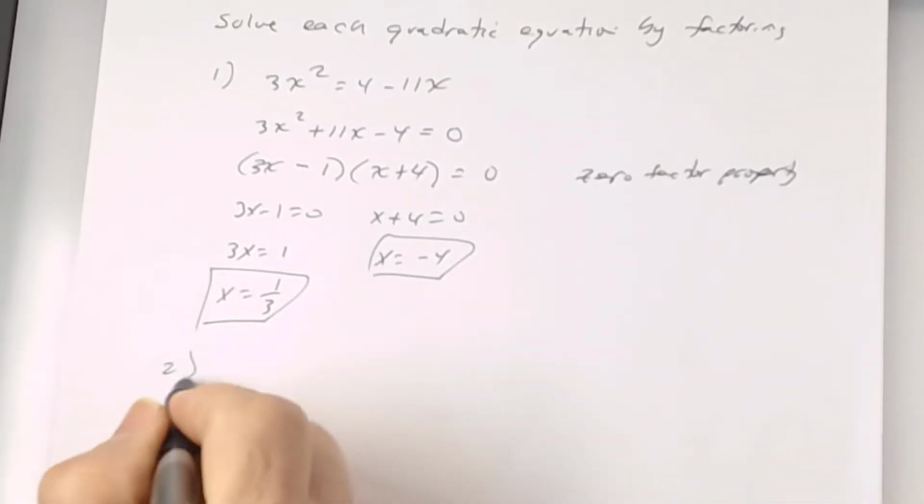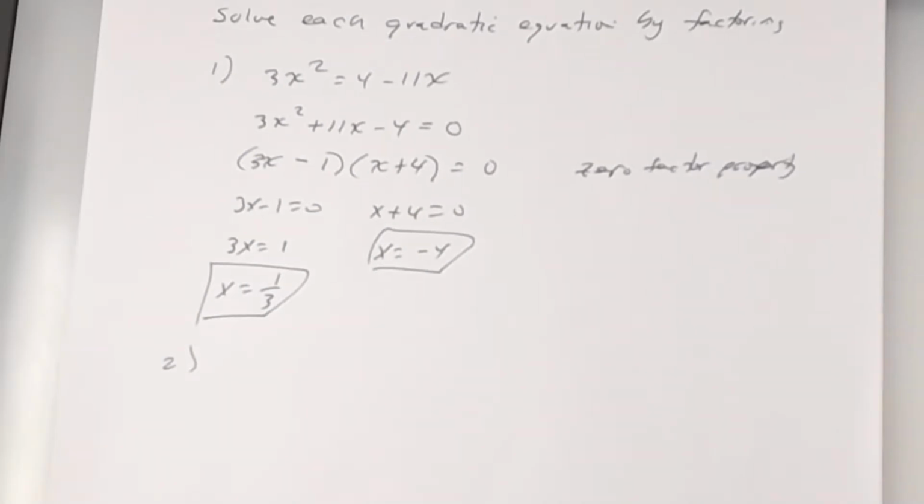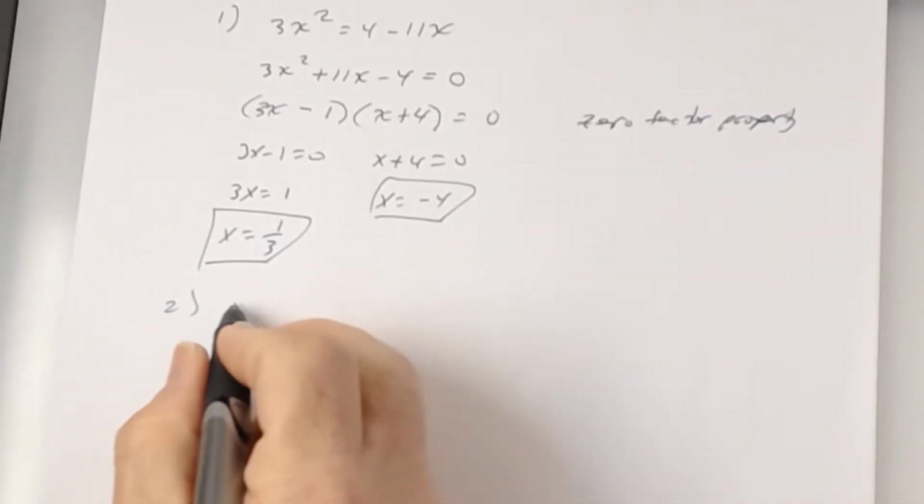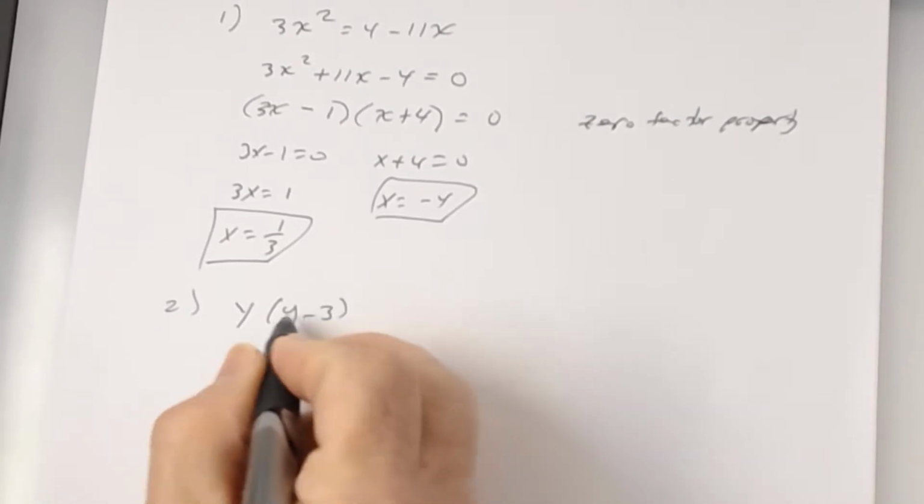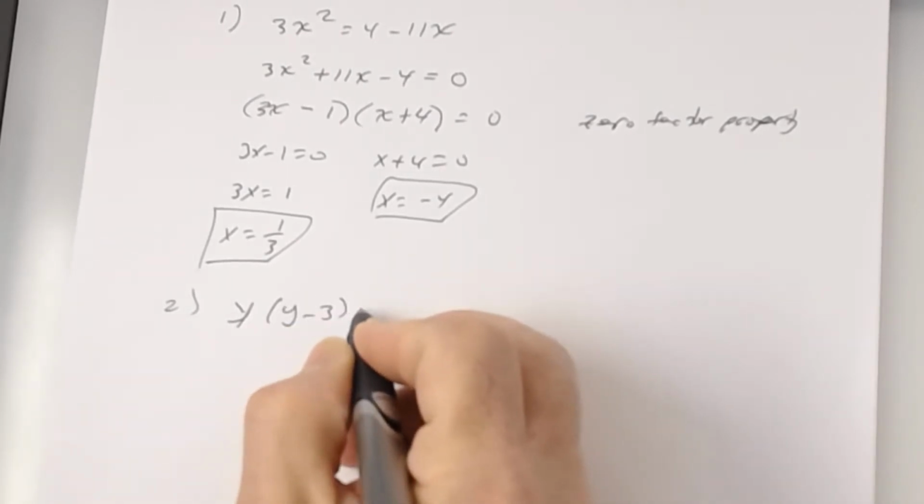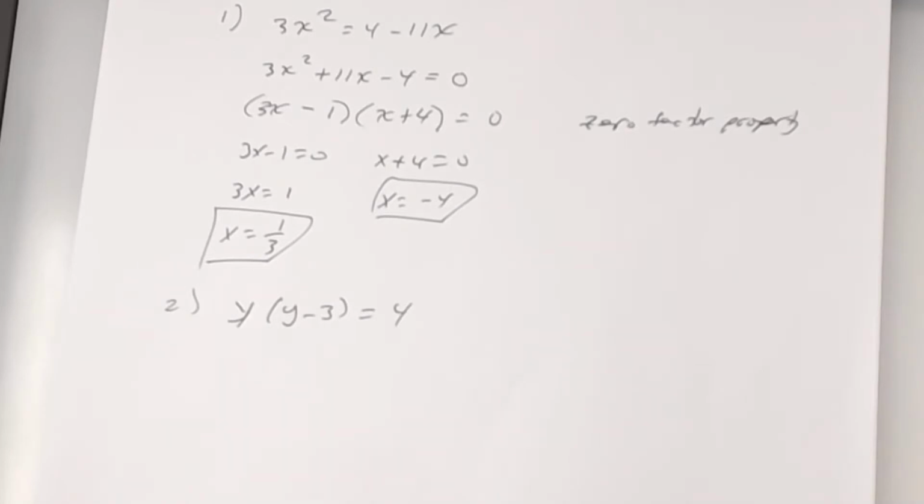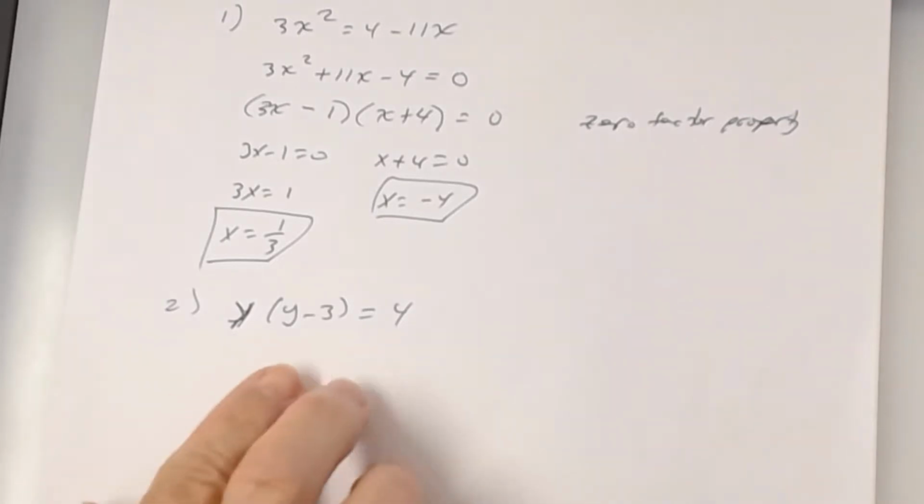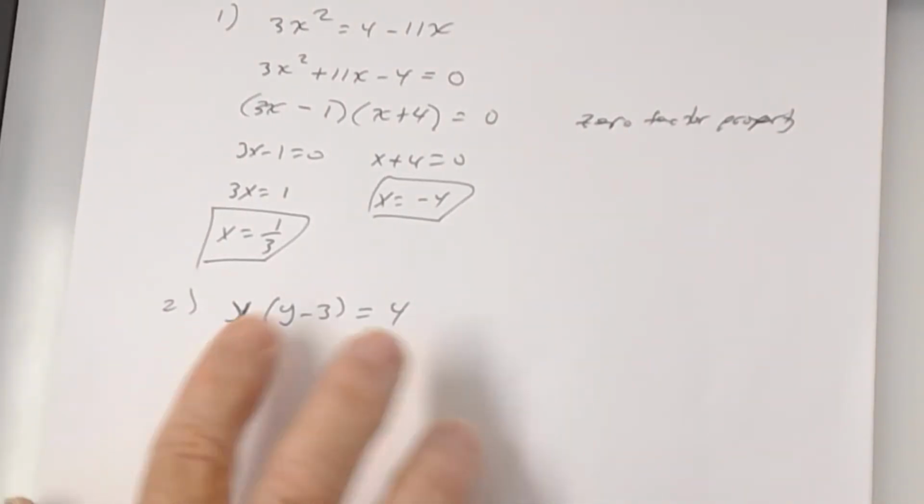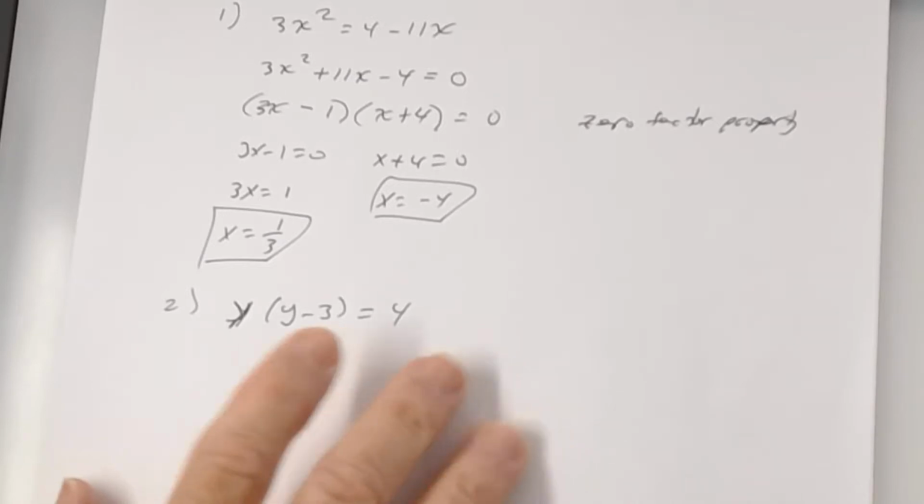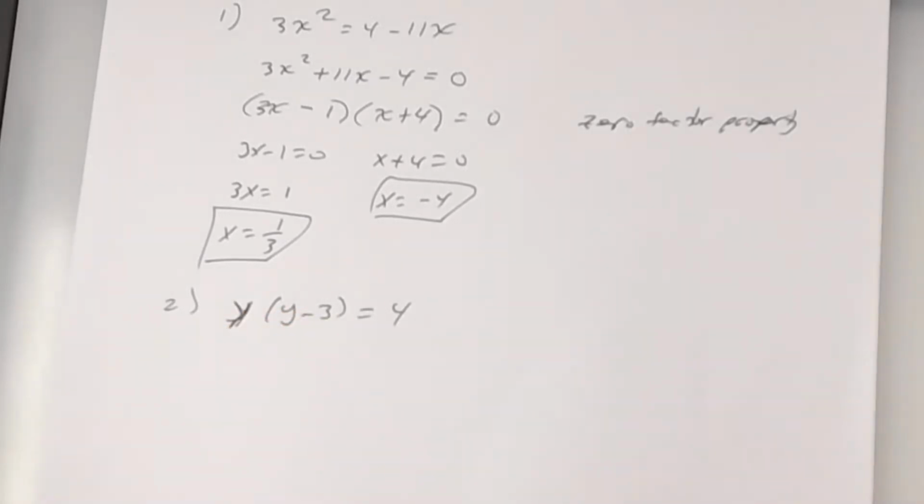All right, number 2. Suppose we had y times y minus 3 equal 4. All right, tell me what you do. Distribute. All right. Yes, don't make the mistake and overgeneralize. Here's what some students do. They see, hey, it's already factored, so I'm going to say each factor equal to 4. No. You don't set each factor equal to 4.